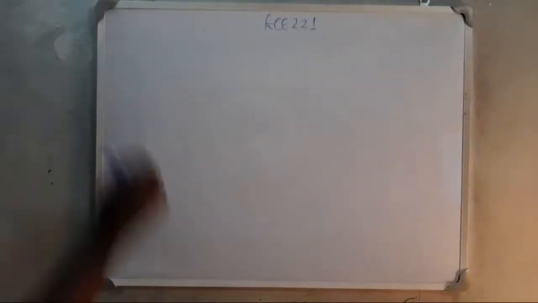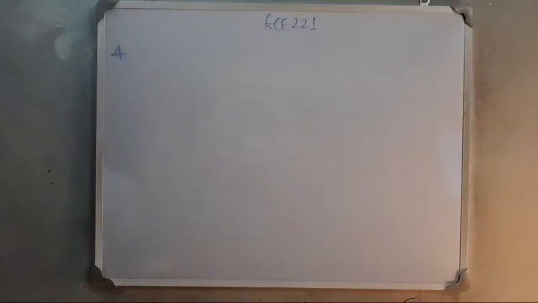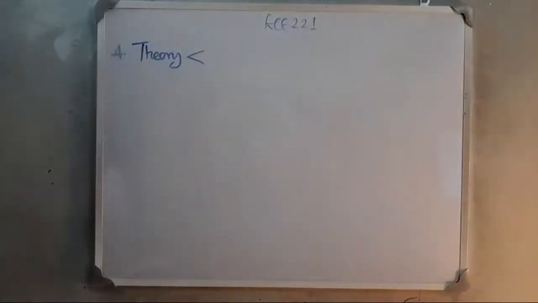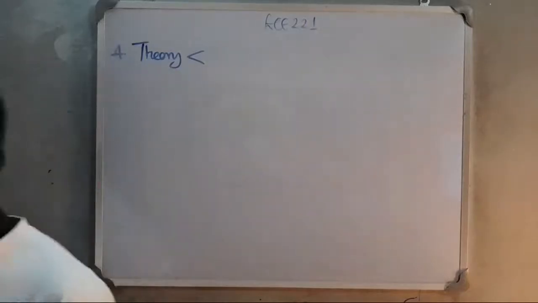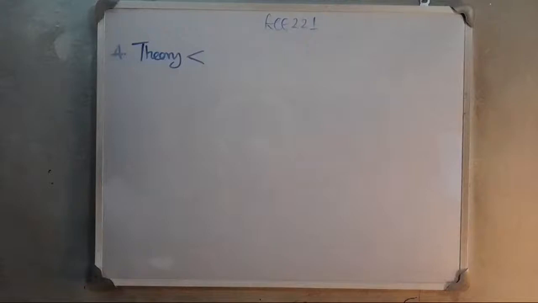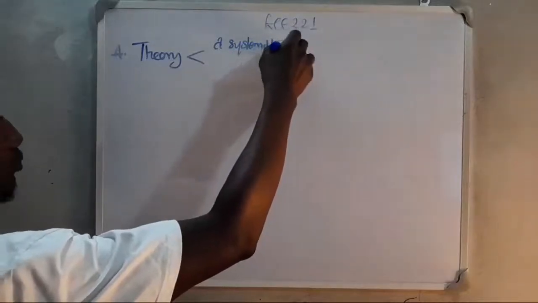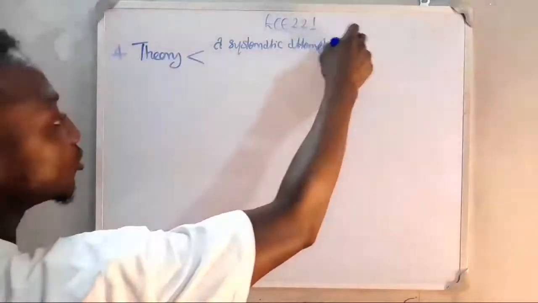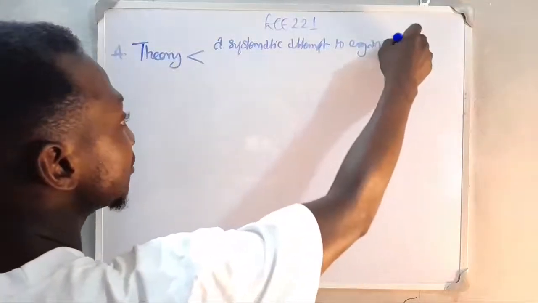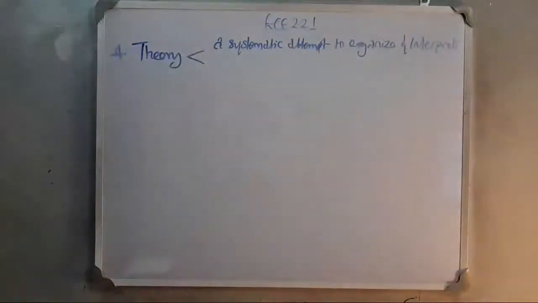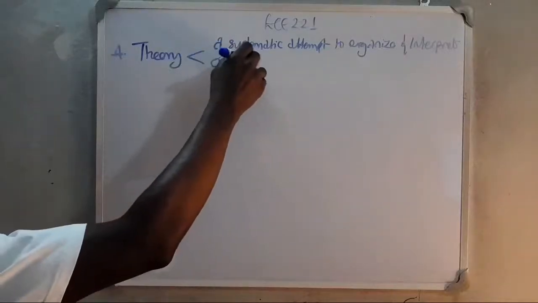Now, what is a theory? When we say theory, it is a systematic attempt to organize and interpret observation.